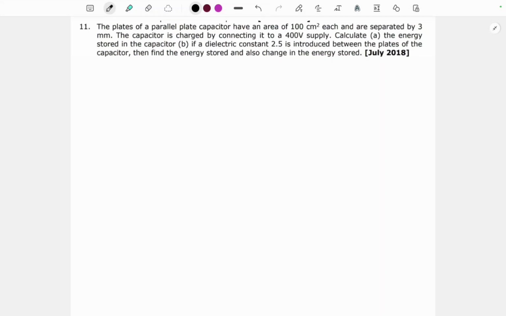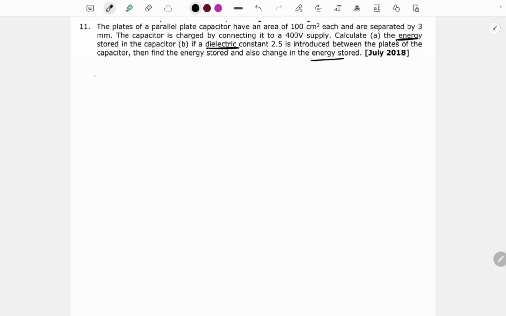The question is like this: the plates of a parallel plate capacitor have an area of 100 centimeter square each and are separated by 3 millimeter. The capacitor is charged by connecting it to a 400 volt supply. Calculate, first, the energy stored in the capacitor. Secondly, if a dielectric constant 2.5 is introduced between the plates of the capacitor, what will be the new energy stored in the capacitor, and also the change in energy stored.